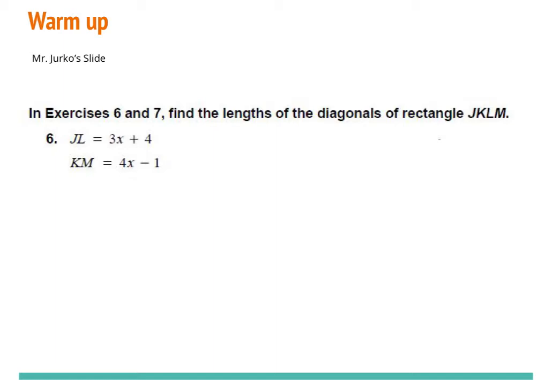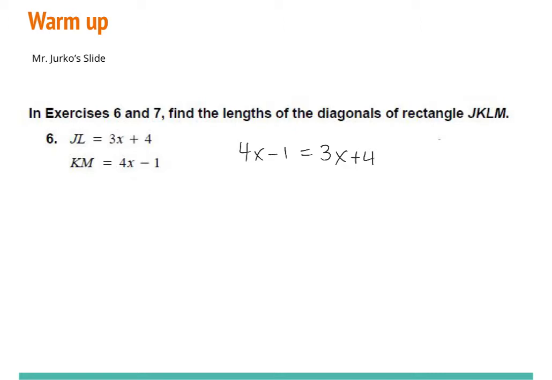Okay. Marcos brings up a good point. 4x minus 1 equals 3x plus 4. Now, we can't just set these equal to each other. Why are they equal to each other? Start explaining how to solve this. Because if you subtract 3x. No. Why is JL equal to KM?